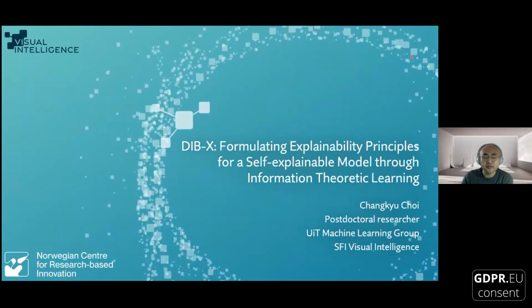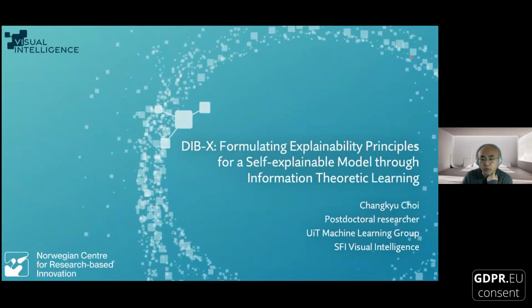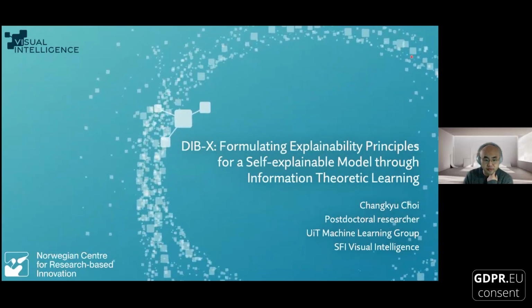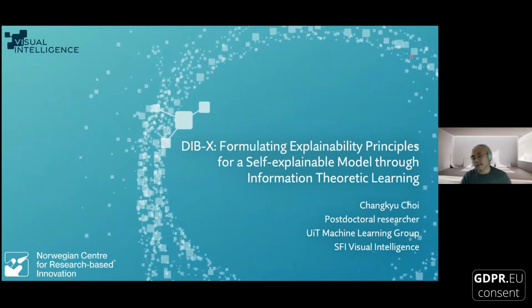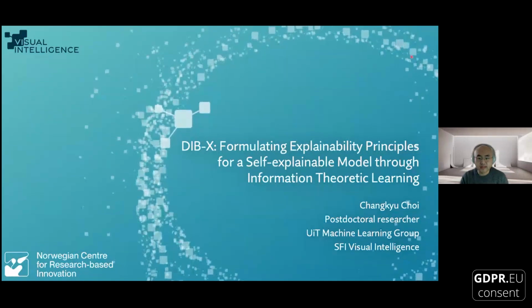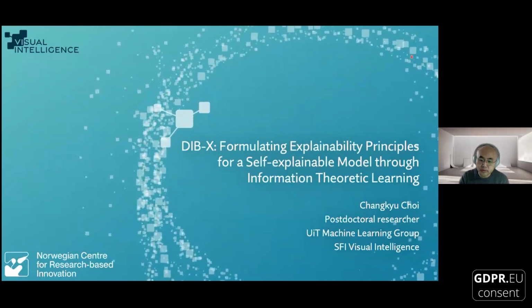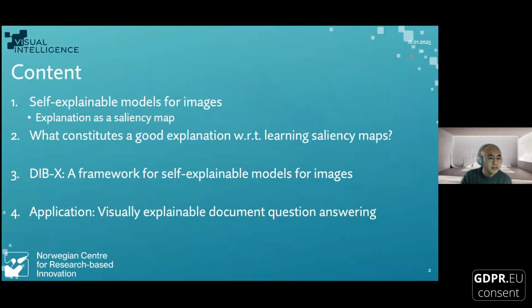Today I'd like to introduce my work that we published last year, which is called DIB-X, Formulating Explainability Principles for a Self-Explainable Model through Information Theoretic Learning. This talk has basically 4 sections. I would like to briefly introduce self-explainable models for images. Here we only consider explanation as a saliency map.